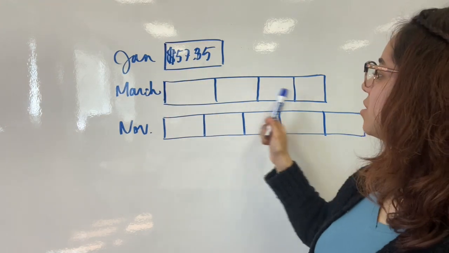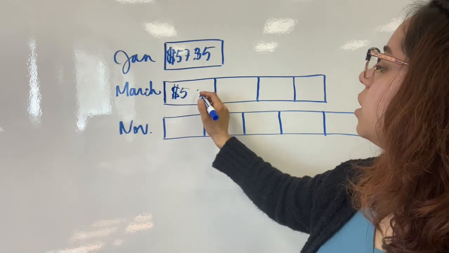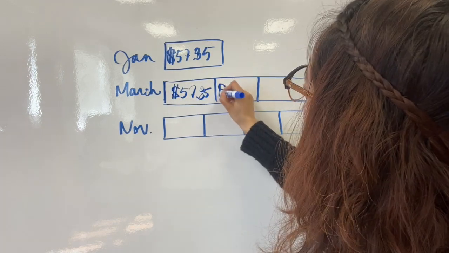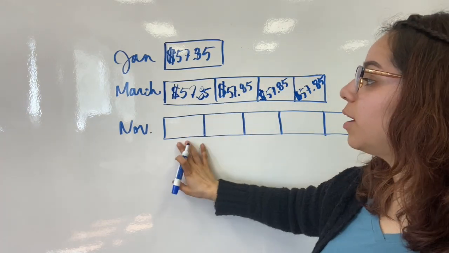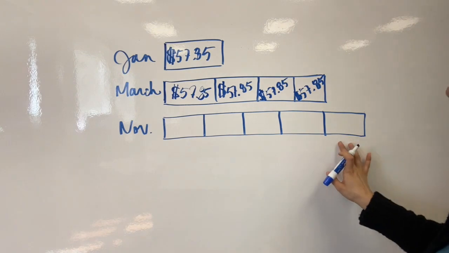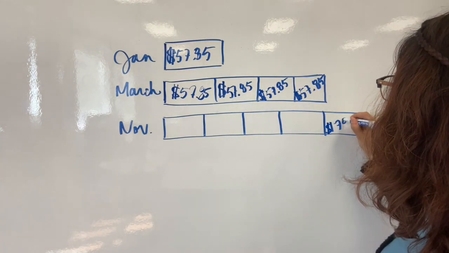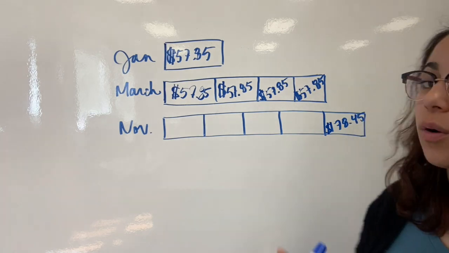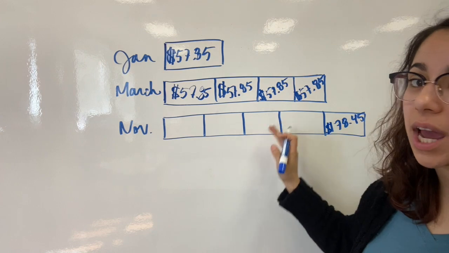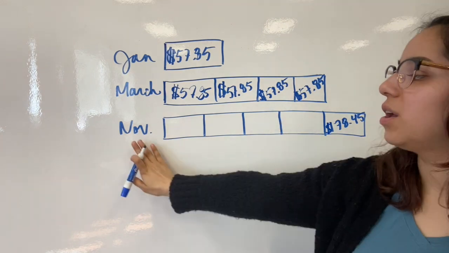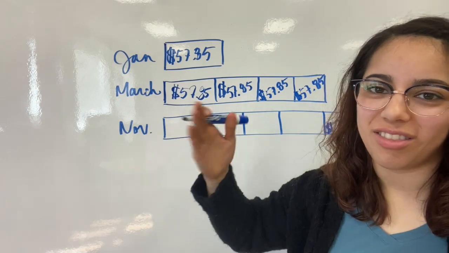So in these boxes, you're gonna write $57.85. Every single one of those has $57.85. Now for November, you have the same thing plus an extra $78.45. Now again, you can sit here and add $57.85 4 times plus the $78.45 to figure out how much we had in November, or you can just multiply and add. That's what we're gonna do.